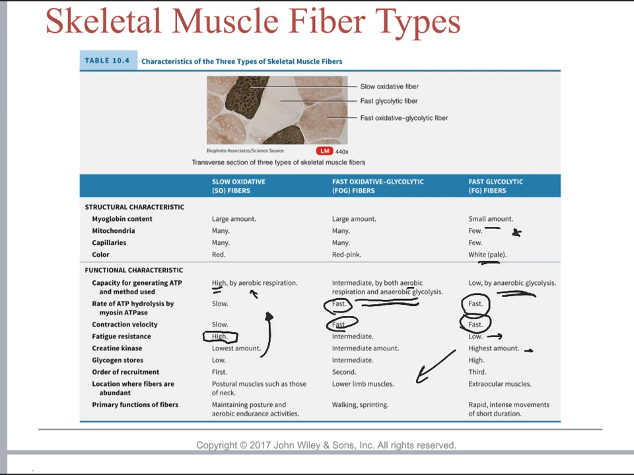Creatine kinase, highest amount. Because these guys are rapid, intense movements of short duration, we're going to rely on that creatine kinase to give us a lot of energy. Glycogen stores, yes, high. Order of recruitment, third. We're recruiting these guys last. Look at these for extraocular muscles, the muscles of the eye that give us quick jutting movements up, down, left, right, down to the side. This is where we're typically going to find these muscles in abundance. Primary function of these fibers: rapid, intense movements and for short durations.